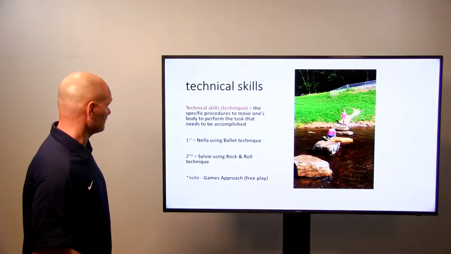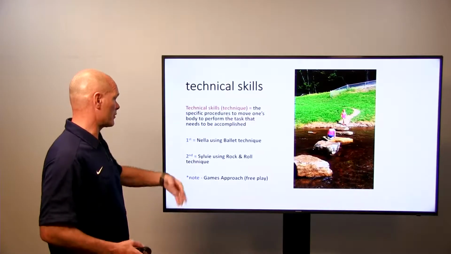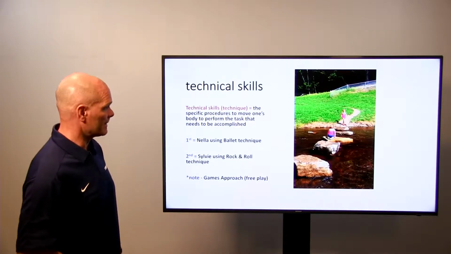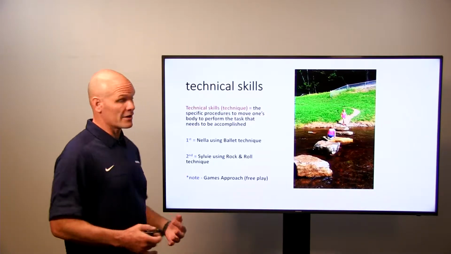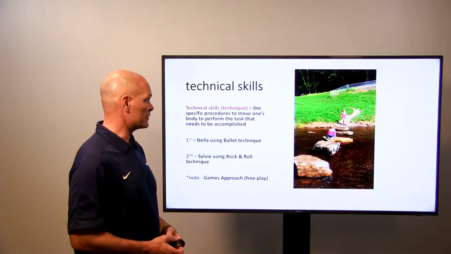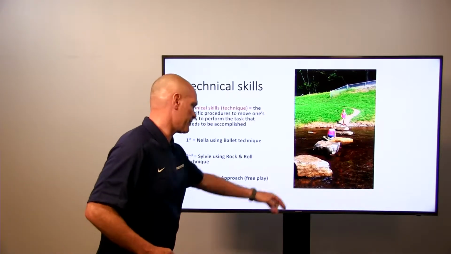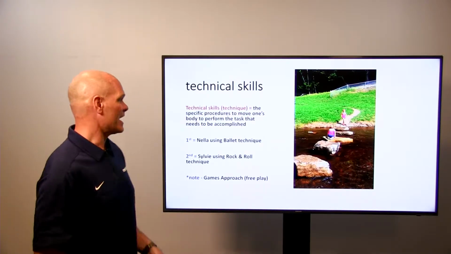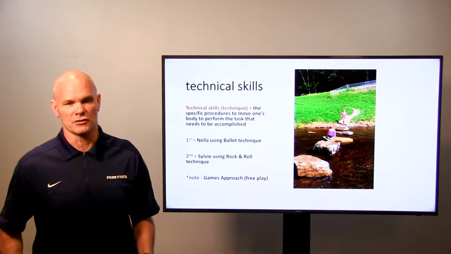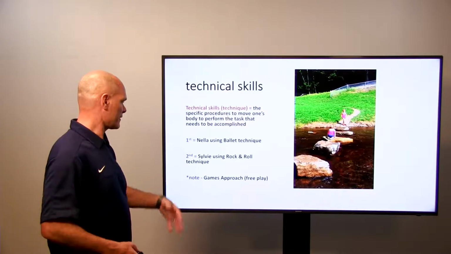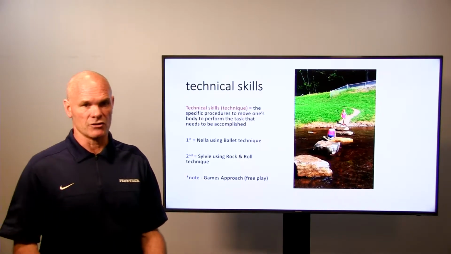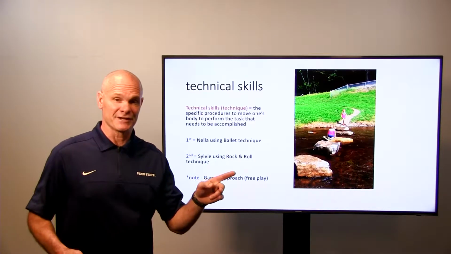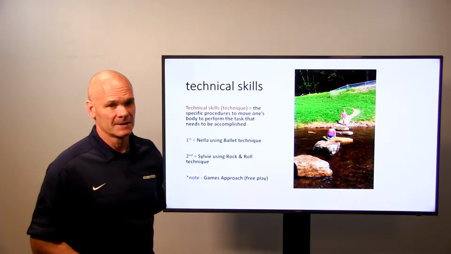So technical skills, again, are specific procedures to move one's body to perform the task that needs to be accomplished. This can be done a lot of different ways. This is a short video of my two girls, Nella and Sylvie. They're very different people. They can do different techniques to cross the river here. So you can click on the video down here if you stop, look at the PowerPoint. But Nella, who's on the far bank, will use a ballet technique. And Sylvie, who's on the rock, will use what we call a rock and roll technique. Both get the job done. The neat thing about this is, and we'll talk about it, it is kind of what we do here. It's a games approach, kind of free play. So stop the video here quick. Click on the PowerPoint, and you'll get a good laugh for just a quick minute.